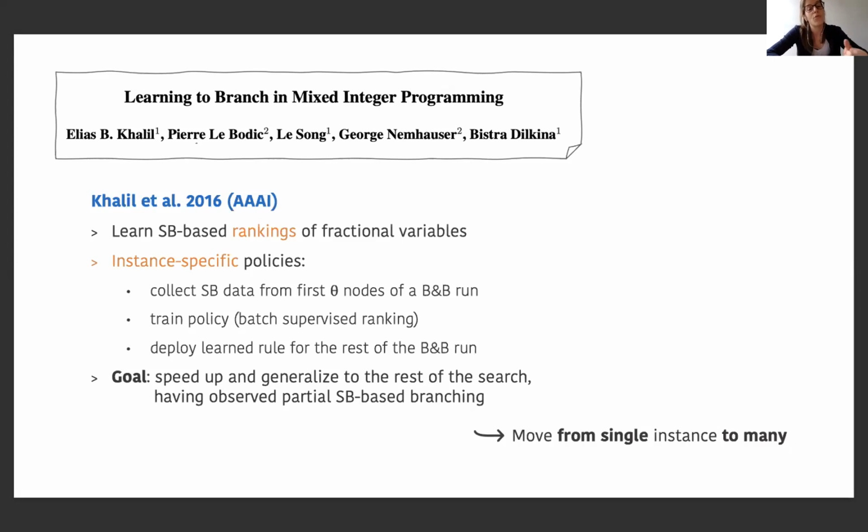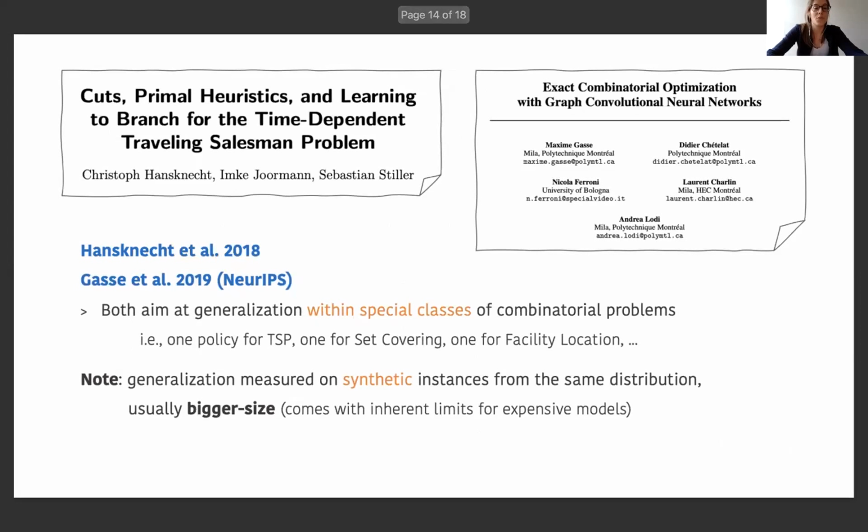So the goal was really to speed up a single run and generalize to the rest of the search, having observed only the first part of it. So this is generalization to a single instance every time. And of course, when you want to move from single to multiple to many instances, then the first step would be to look at families of similar instances.